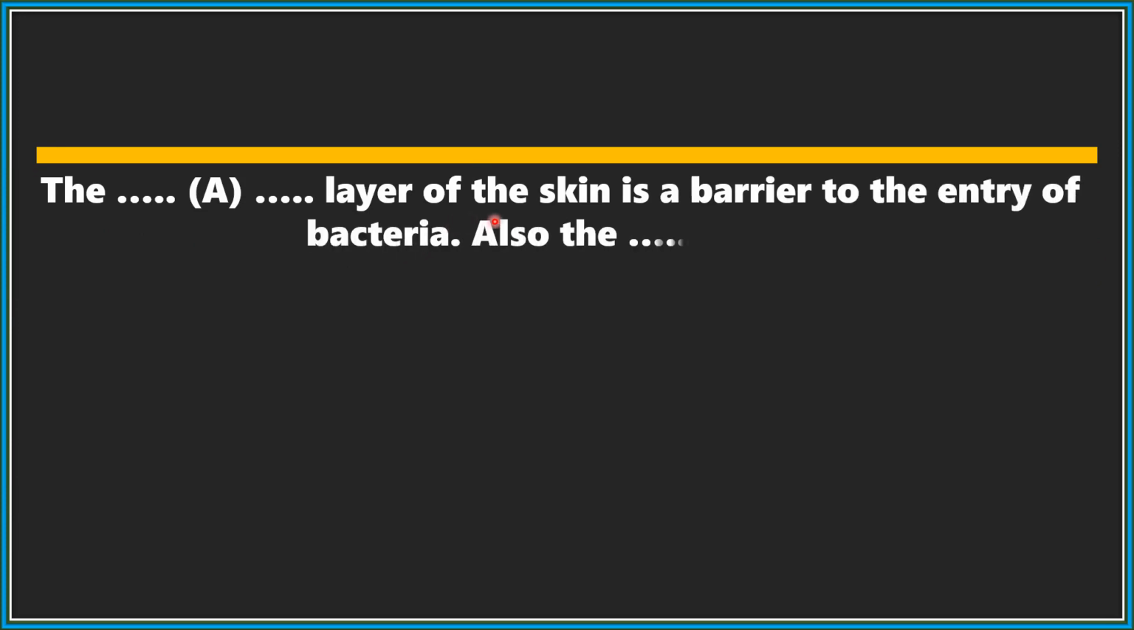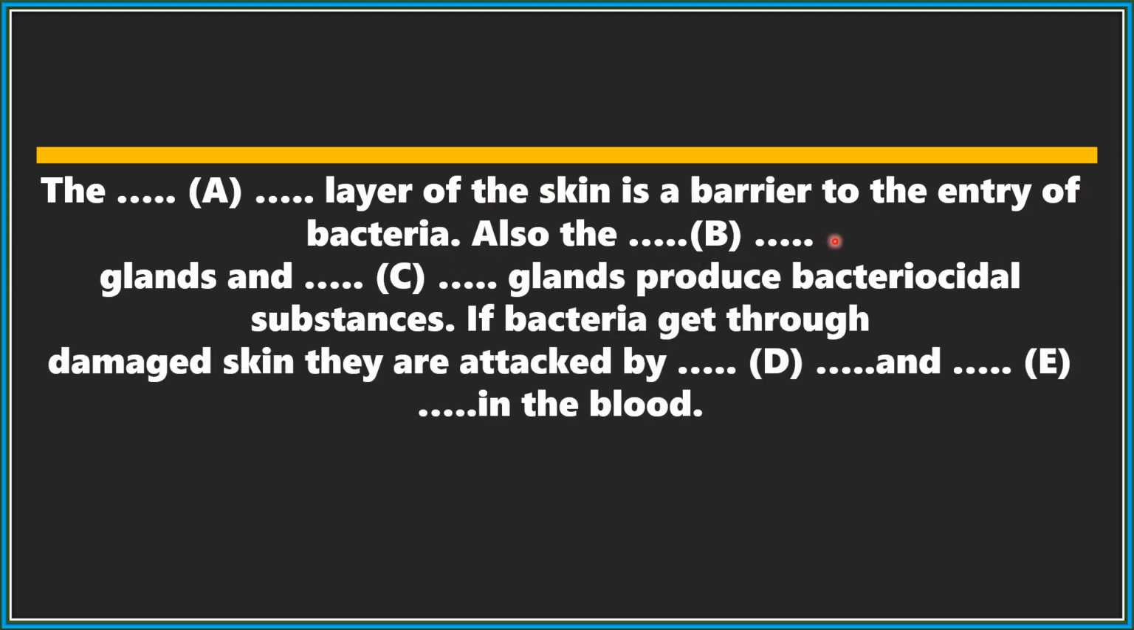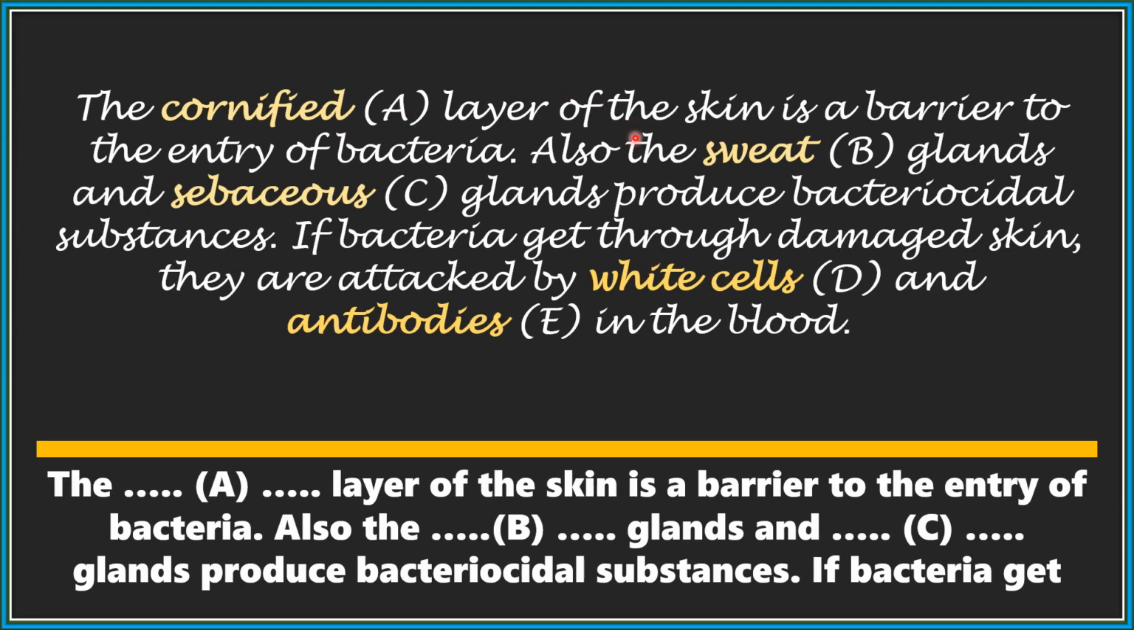The cornified layer of the skin is a barrier to the entry of bacteria. Also, the sweat glands and sebaceous glands produce bactericidal substances. If bacteria get through damaged skin, they are attacked by white cells and antibodies in the blood.